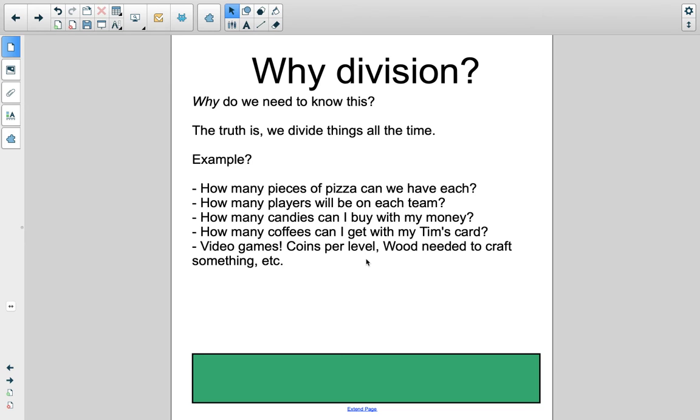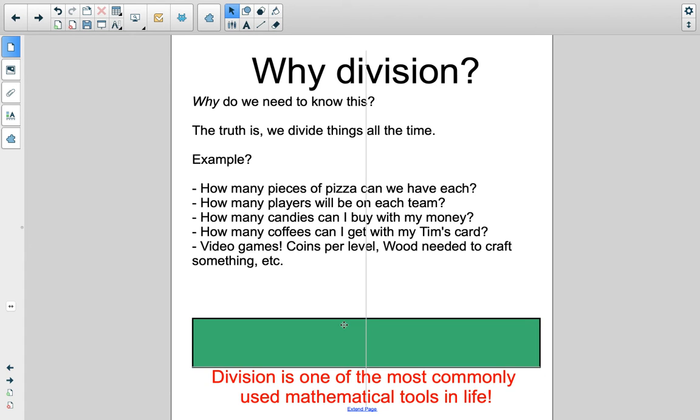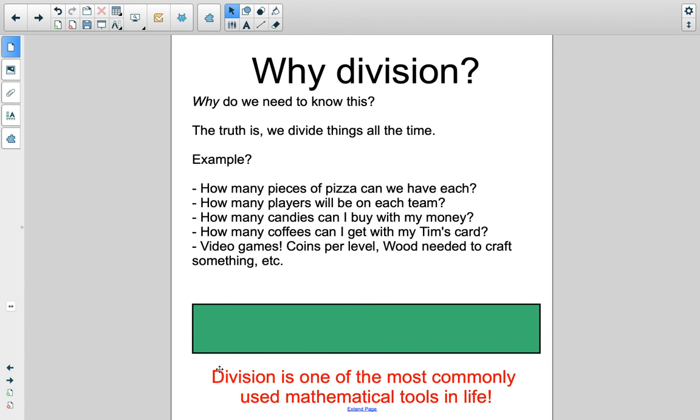How many coins per level? How much wood do you need to craft a plank or a staircase or something like that? These are all things that you do on an ongoing basis. You don't realize how mathematically good you are, but you actually do this stuff often. In fact, division is one of the most commonly used mathematical tools in life that we see.